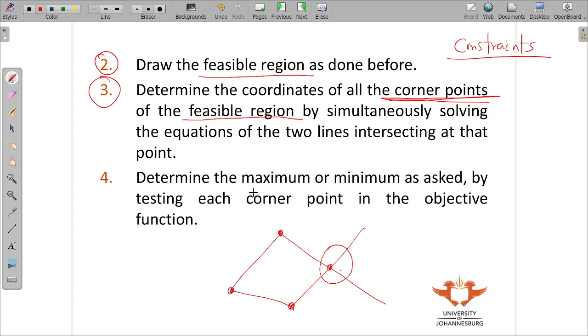So if you have not watched the previous video, please make sure you do so. Then from those corner points, we need to know which one is maximum if you are asked to maximize, or minimum if you are asked to minimize. You need to determine that. So you put each of the corner points into your objective function to know which one gives you the maximum or which one gives you the minimum, depending on the problem you are dealing with. I hope you understand that.